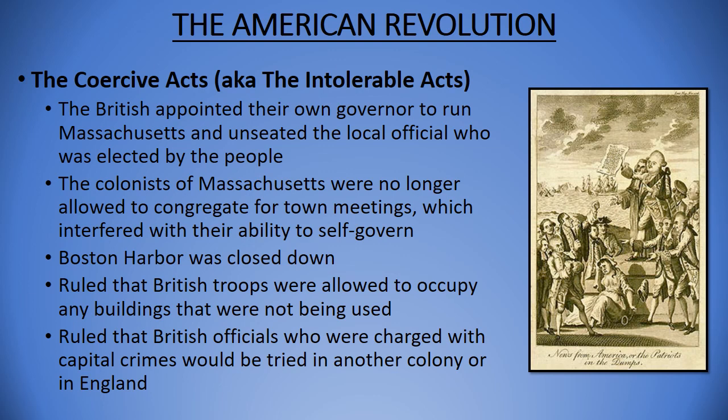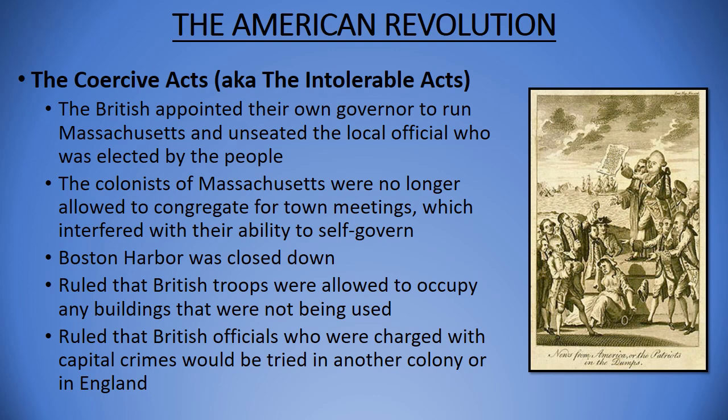So in response, after the Boston Tea Party, the British kicked out the local officials and appointed their own governor to run Massachusetts. They banned the colonists in Massachusetts from even meeting together, congregating to talk about their grievances. So they were not allowed to discuss official business together or to govern themselves anymore. The harbor was closed down, and the Parliament essentially said, we're keeping it closed until you pay us back for all that tea you threw into the sea.